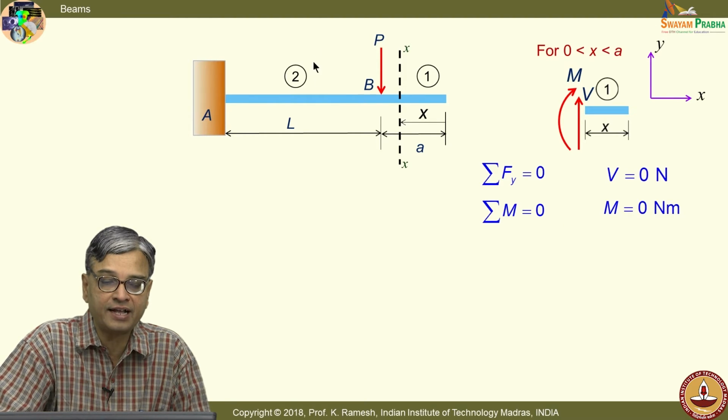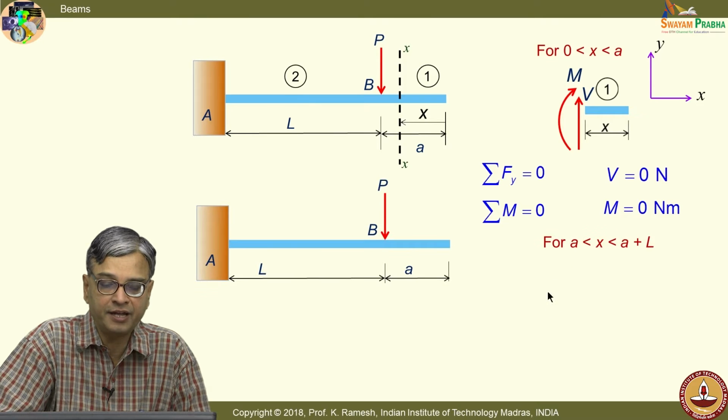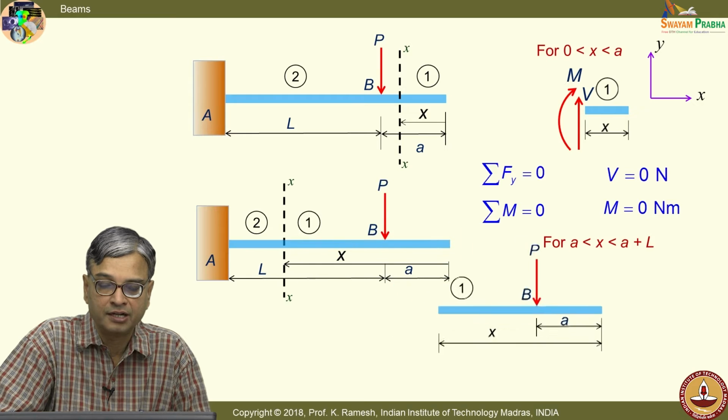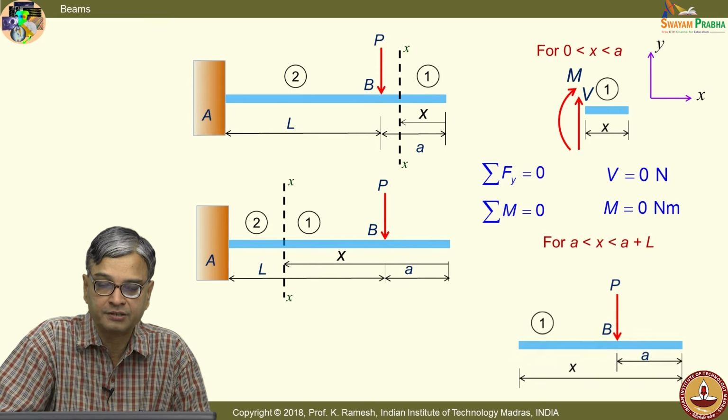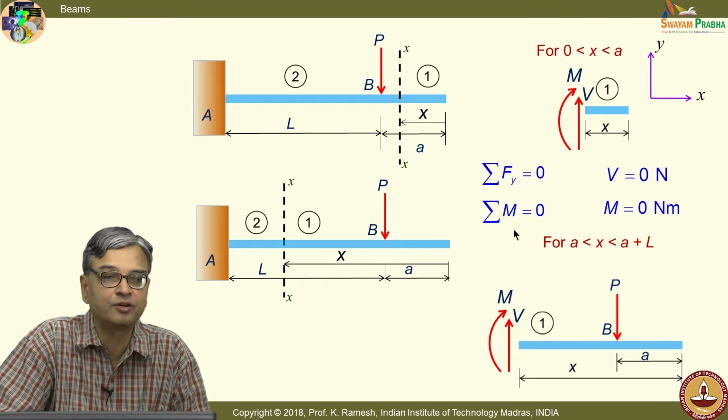Now, I will take a section between B and A. Here again, I can analyze the right portion comfortably and put the unknown forces. Then you can write sigma Fi equal to 0 and sigma M equal to 0.